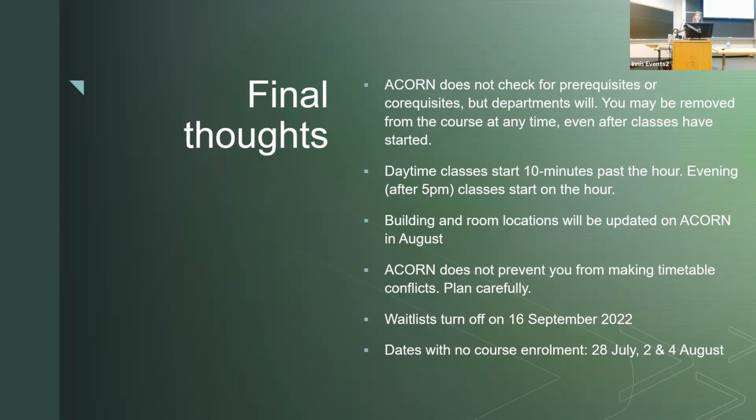Dates with no course enrollment: July 28th, August 2nd and 4th. Acorn actually shuts down for course enrollment. You can still drop courses, which is unfortunate because then you can't do anything to fix the mistake and add a different course in. So it's best to avoid Acorn altogether on those 3 days.